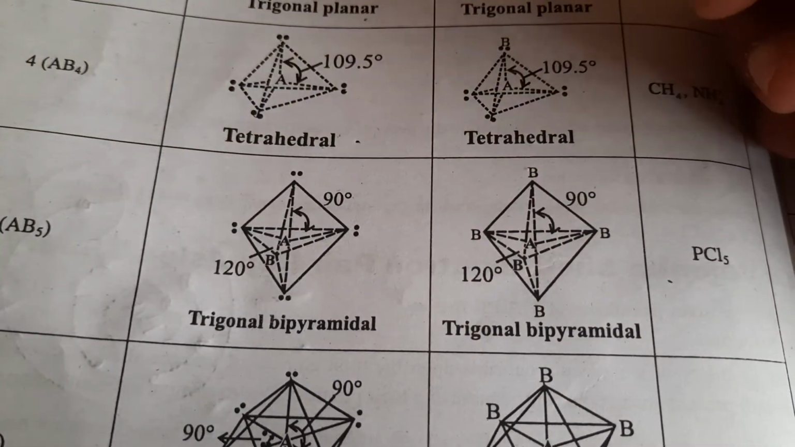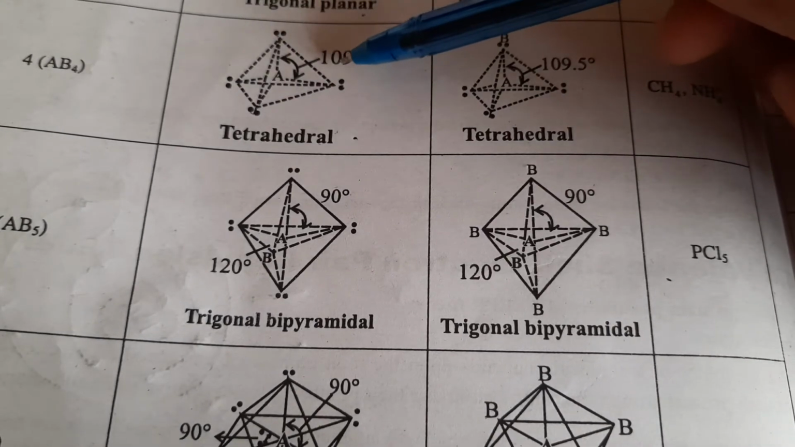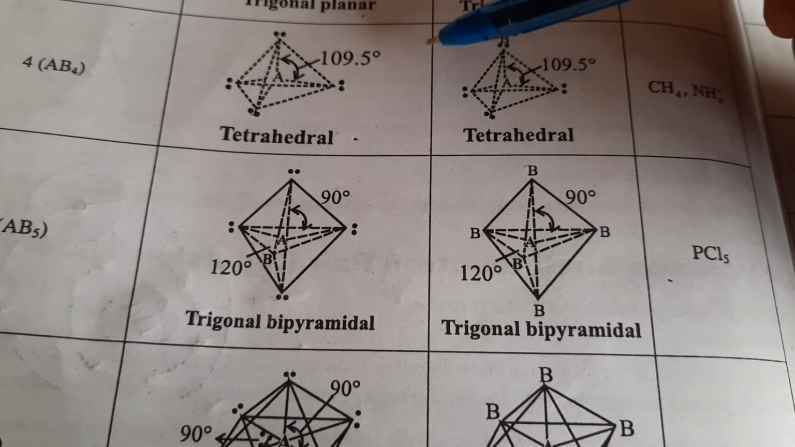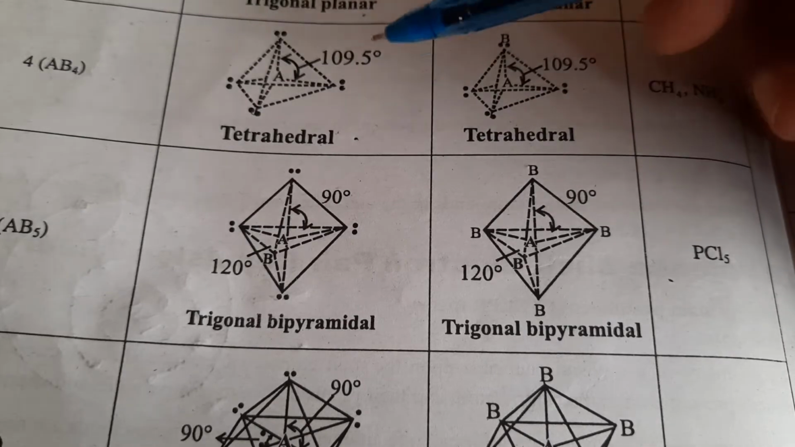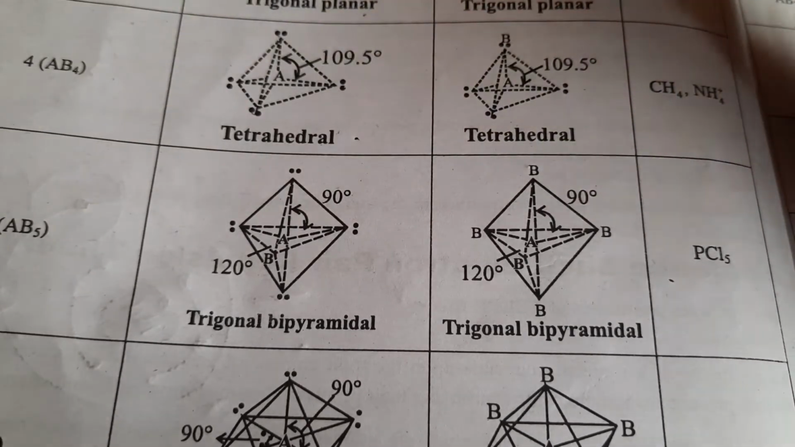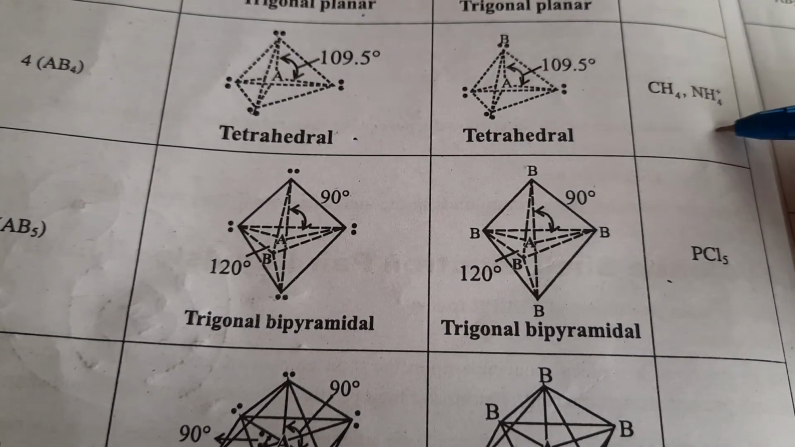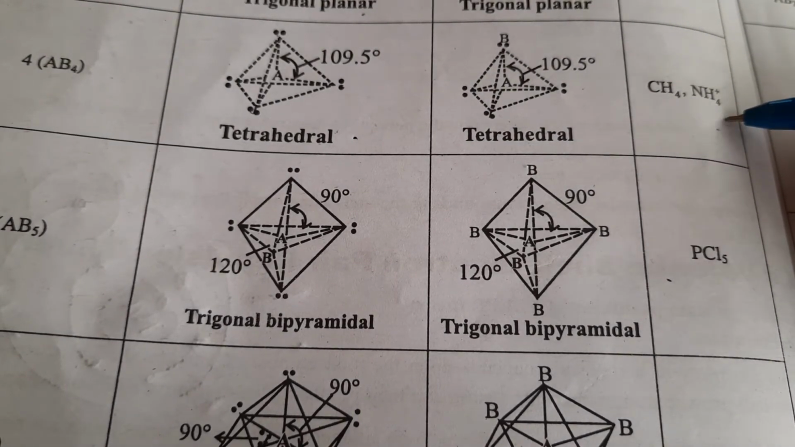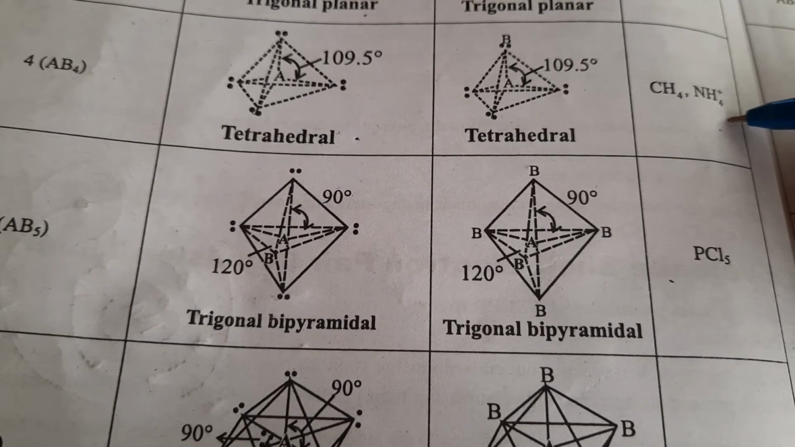And the bond angle for all the tetrahedral molecules is 109.5 degrees, that is, 109 degrees 5 minutes. The examples they have given here are CH4, methane, and NH4+, the ammonium cation.